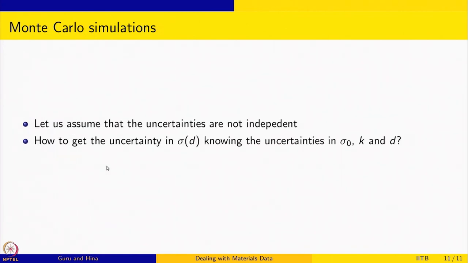Of course, you can also assume that the uncertainties are not independent, and then if you know the uncertainty in sigma 0, k and d, how do we get the uncertainty in sigma? And in that case, you need to know the covariance that is contributing, and for that we can do the Monte Carlo simulation. So, that is what I will show next.